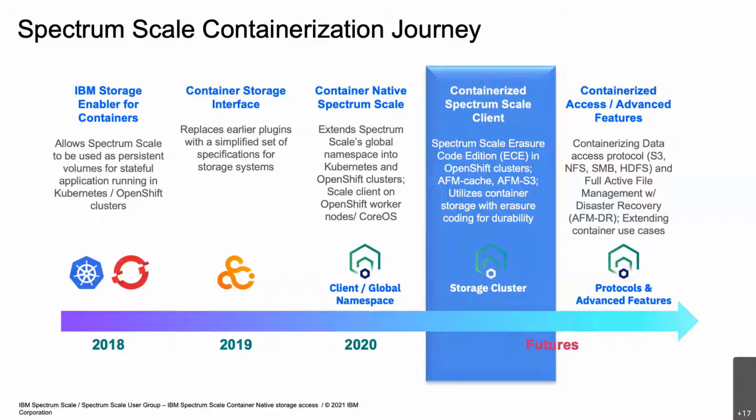S3, NFS, Samba, HDFS. We're also looking at the disaster recovery functionality of AFM and extending some more container use cases. CSI 2.2.0 was also released not too long ago, and that provides a snapshot capability. And Spectrum Protect Plus is leveraging that today, using CSI snapshots for a backup and restore solution.